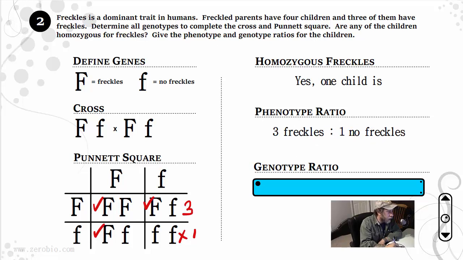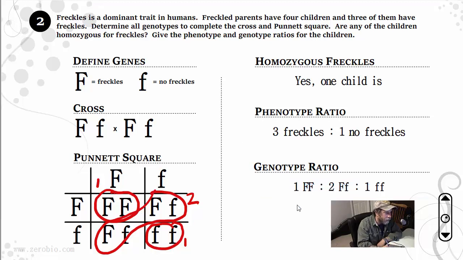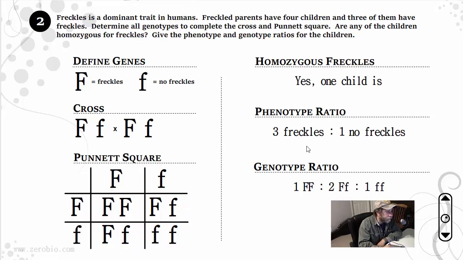Let's do the genotype ratio. There is one of these big F's, homozygous dominant, but there are two big F, little f's. Now that's really why I switched this one around so it was the dominant before the recessive. It makes it easier to see that these two are the same. And then there is one more of these. So there's 1 to 2 to 1. Again, we're looking at genotype ratio, so we're actually looking at the letters. So one big F to two big F, little f's to one little f, little f. And we have solved problem 2.